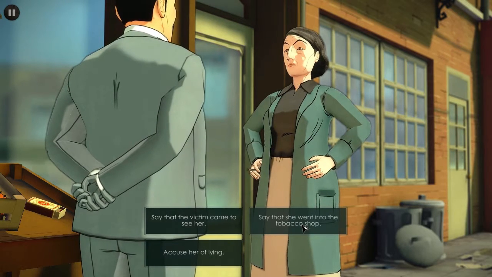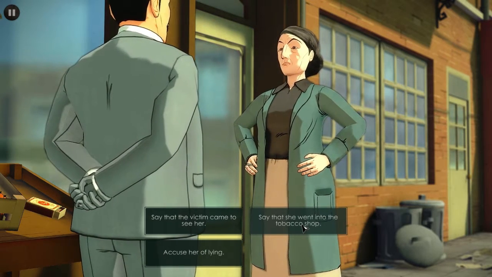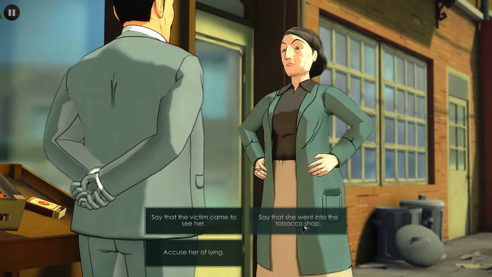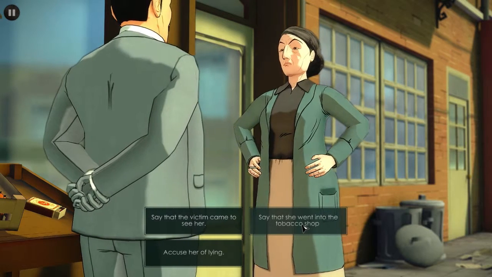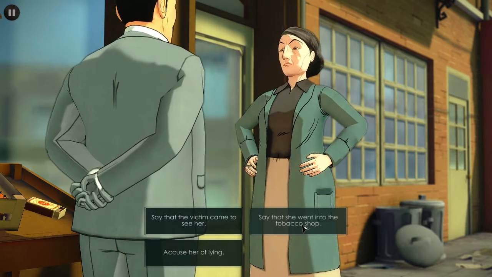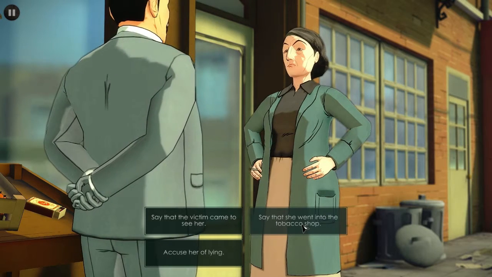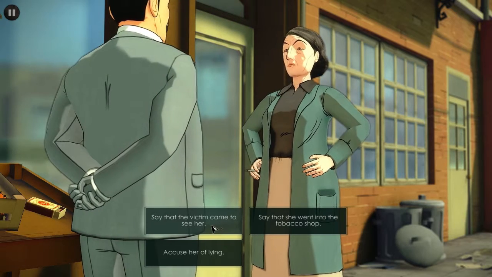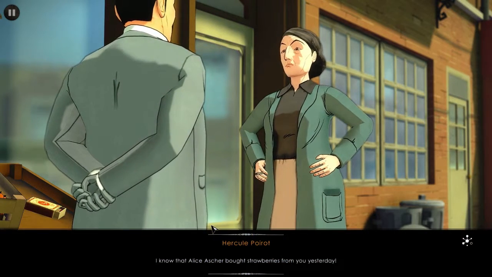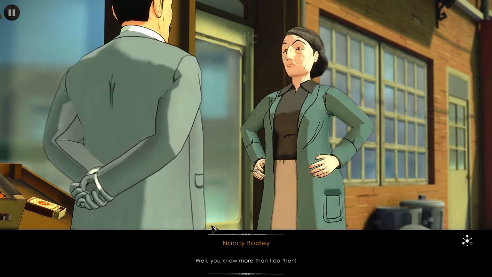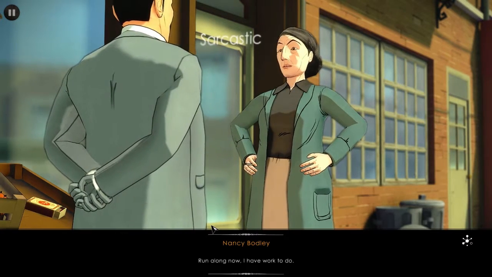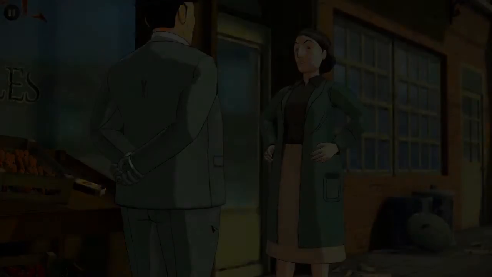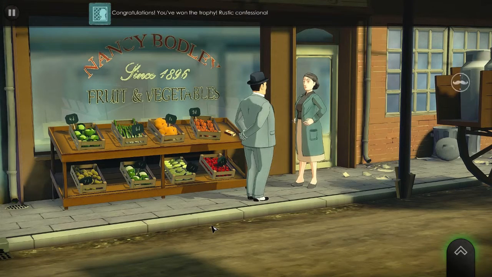Say that the victim came to see her. Say that she went into the tobacco shop. Accuse her of lying. Let's not accuse her anymore. Let's say that the victim came to see her since there were strawberries on the counter. I know that Alice Asher bought strawberries from you yesterday. Well, you know more than I do then. Run along now. I have work to do. She isn't cooperating the least.